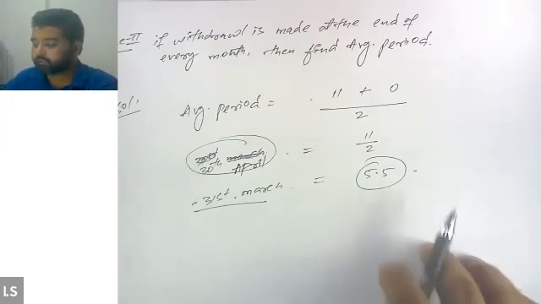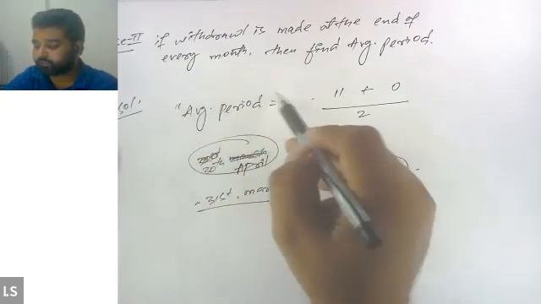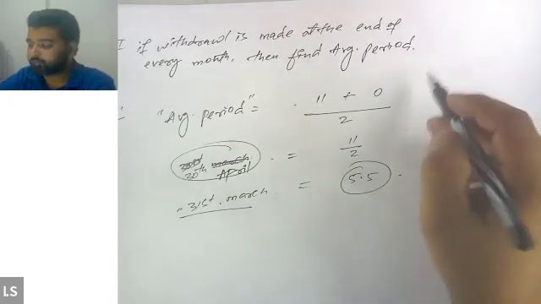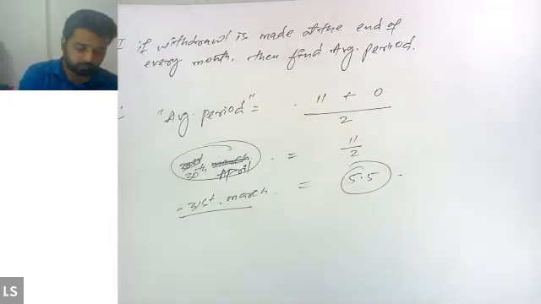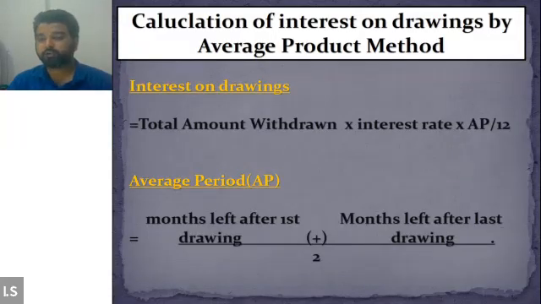Okay. See, we are talking about the calculation of average period. How do we calculate average period? In order to calculate the average period, the formula that we have is, just let me show you the formula. Formula for calculating average period is month left after first drawing plus month left after the last drawing divided by 2. So let's suppose we are making withdrawal at the end of every month, right? At the end of every month, that means let me write it here.